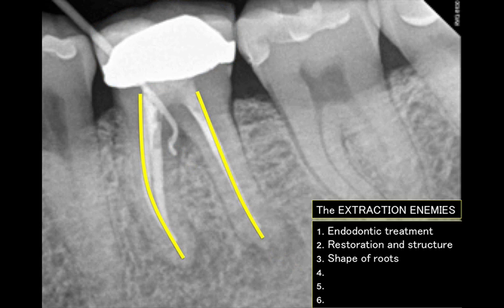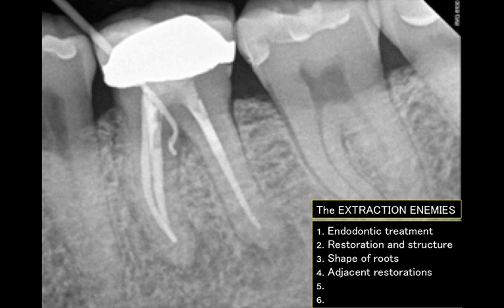Extraction enemy number 3 is the shape of the roots. And it's important to identify the curvature. Obviously, the mesial root is much more curved than the distal root, much straighter. And that will help you decide where to place your instrument and the direction and magnitude of force that you'll use to remove those roots.